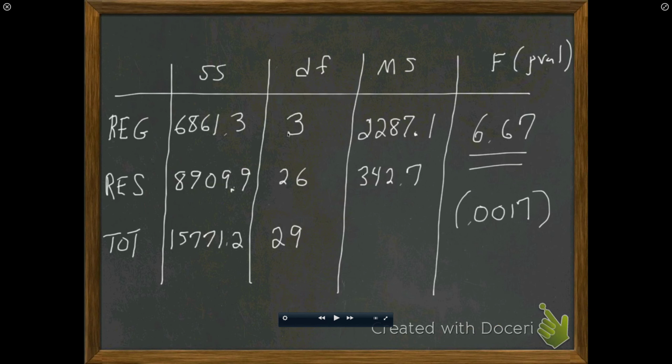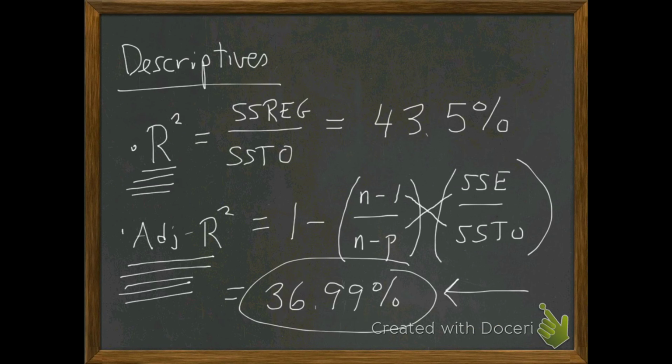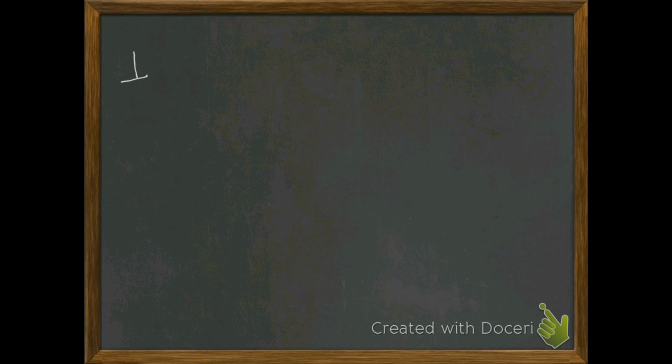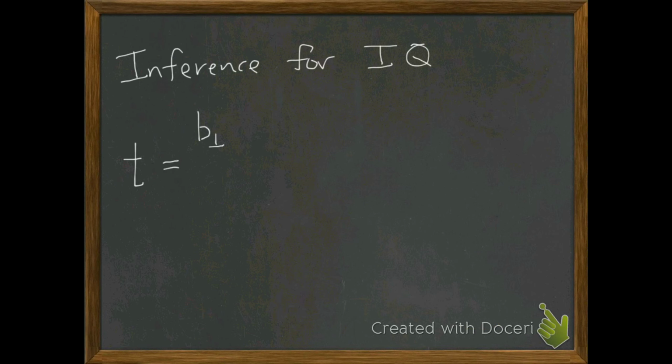So the next thing I want to do is look at the inferences. And all I'm going to do here is just look at the inference for IQ. Now, remember, guys, for inference, we need the test statistic. And the test statistic is going to be the B for IQ minus the beta for IQ over the standard error for the beta for IQ.